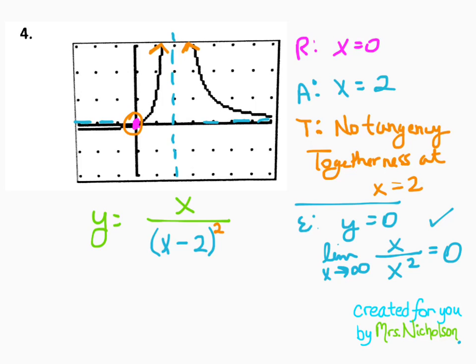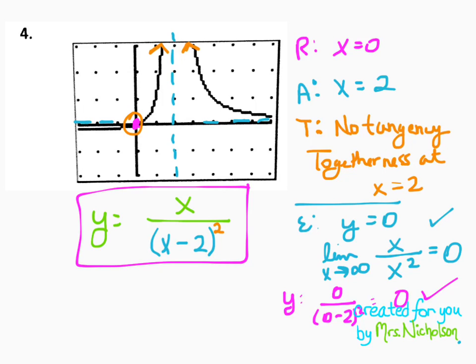And finally, the y-intercept. If I put 0 in for the x's, I get 0 over 0 minus 2 squared, which is 0, and that is indeed my y-intercept. And so that checks out as well. So I think we have a good equation here, x over x minus 2 squared. The remainder of the test review is going to be in part 2.